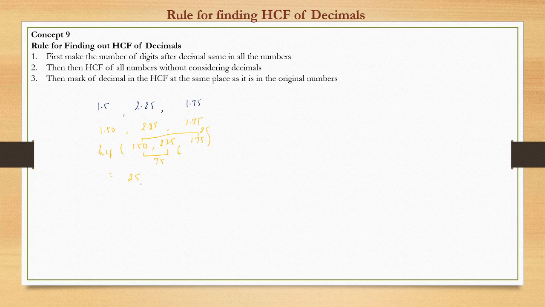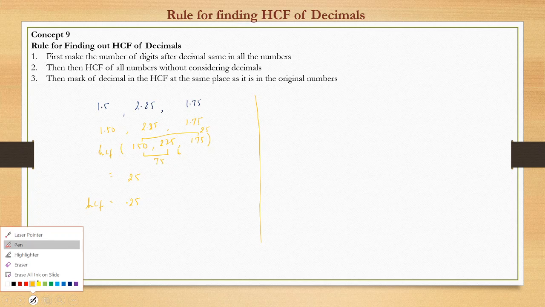Now since the original numbers were in decimal, the HCF would be nothing but, we will also place a decimal. The decimals were before 2 digits, right? So we will place the decimal before 2 digits, so that is 0.25. So this way we will proceed.